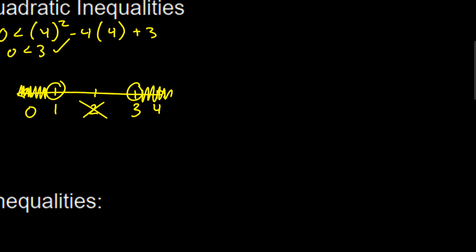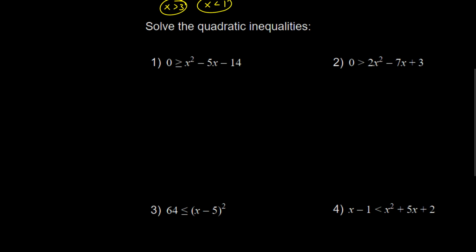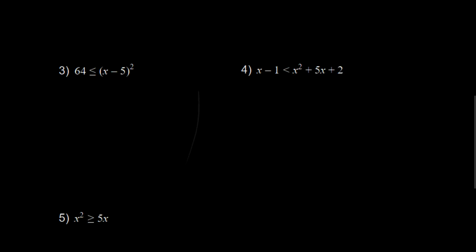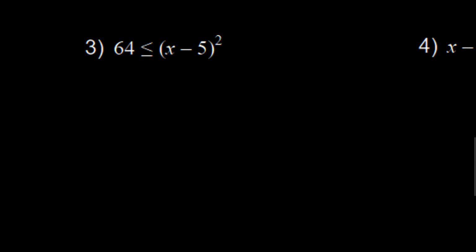Any other questions? Okay, you guys try it. You guys try 1, 2, 3, and 4. I'm going to give you a little heads up about 3. There are two ways to solve this. Either we can expand out this square and do x minus 5 times x minus 5, do the box or FOIL method, or what is easier?